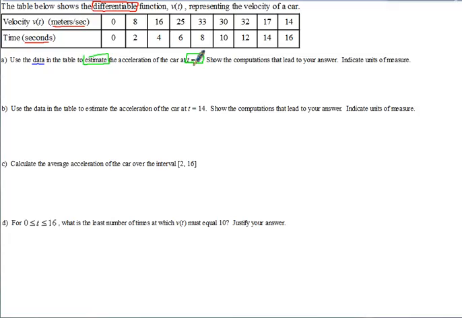So it says estimate because normally to get acceleration, we would take the derivative of velocity. But the trouble is we don't have the equation for velocity here. We only have a table of values. So the best we can do is to estimate. We can't get it exactly. And it asks us to show the computations that lead to our answer and indicate units of measure.